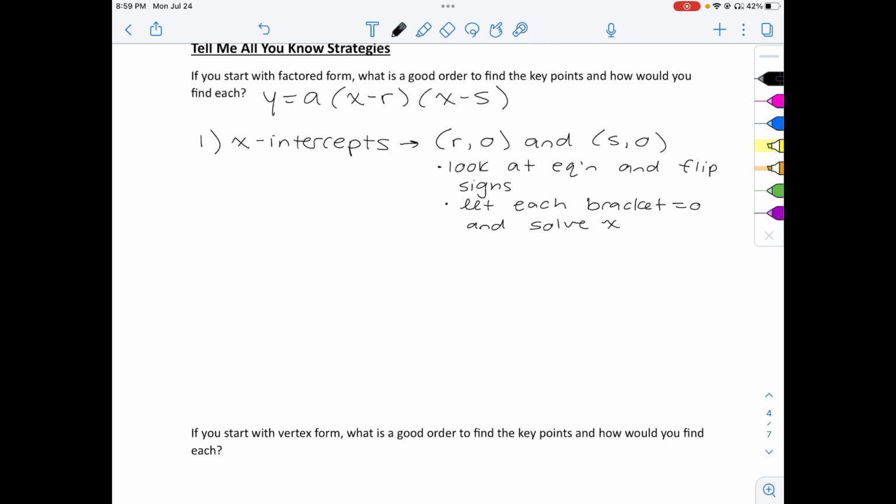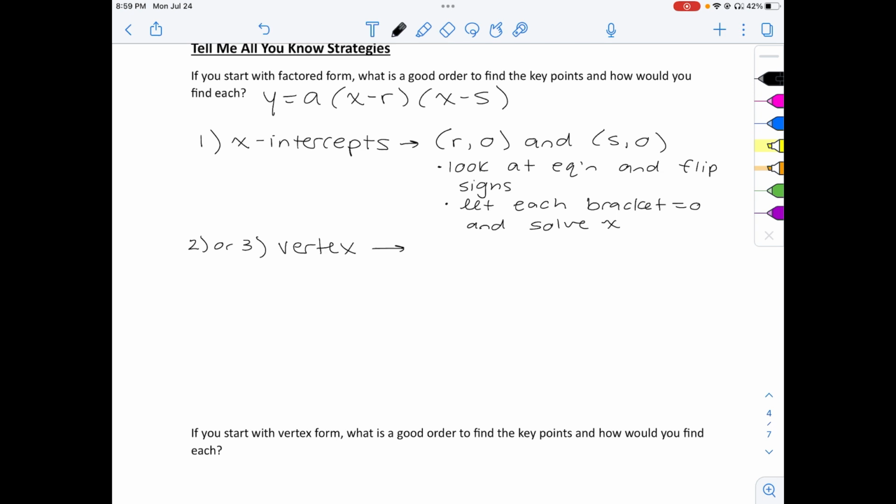Then what you find next doesn't really matter. You could call this step 2 or step 3 because, like I said, you don't have to find all these things in order. This order is just what makes most sense from my point of view, but something else might make more sense to you. So next, I would find the vertex.